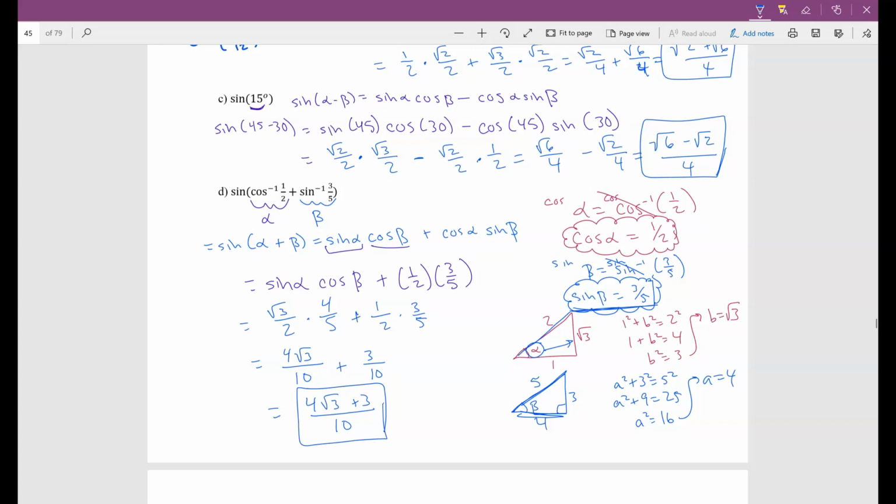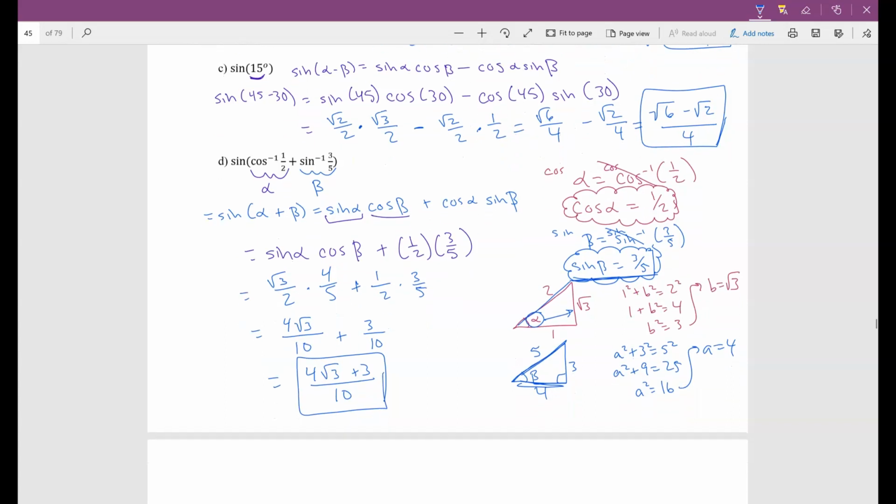Okay, so this one just involved a little bit more of what we've learned from the previous chapter, which you already need to know how to do: applying the sum and difference formulas, and then being able to draw a triangle to figure out the other missing sides.